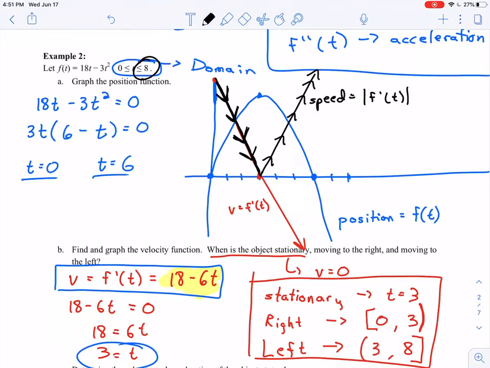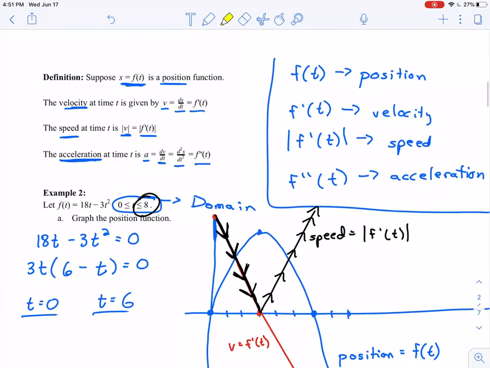We're going to take a look at a few more examples of these, and hopefully by the end of this section, we'll feel a little more comfortable with the relationship between position, velocity, speed, and acceleration. That's our goal for this section.